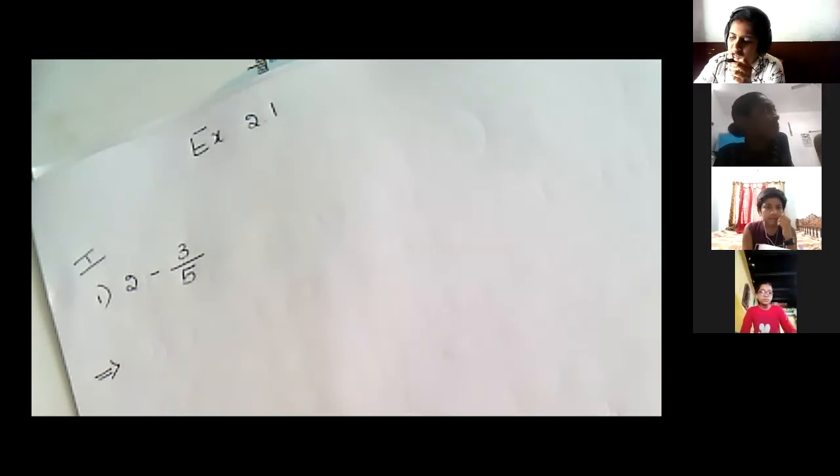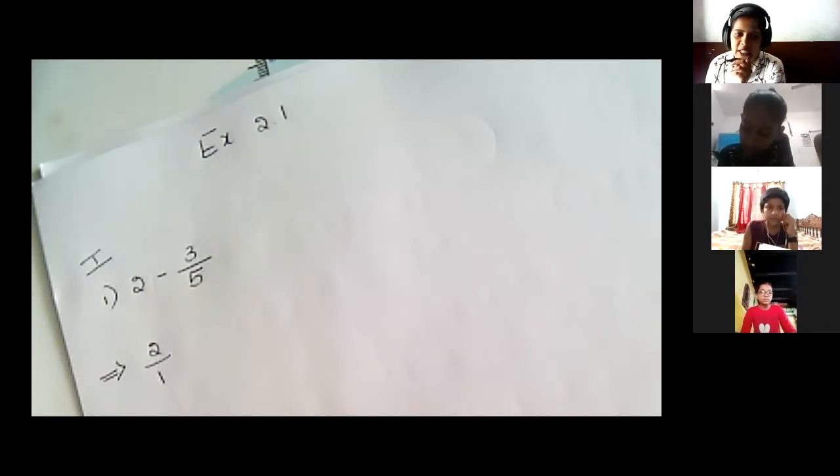What will you do now? Already we have solved sums like this, Fatima, right? So here, nothing means you have a 1. Denominator is 1. You have to assume the denominator is 1. 2 by 1 minus 3 upon 5. This is the question now.